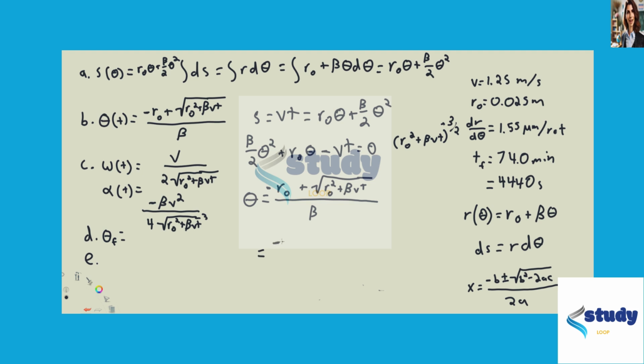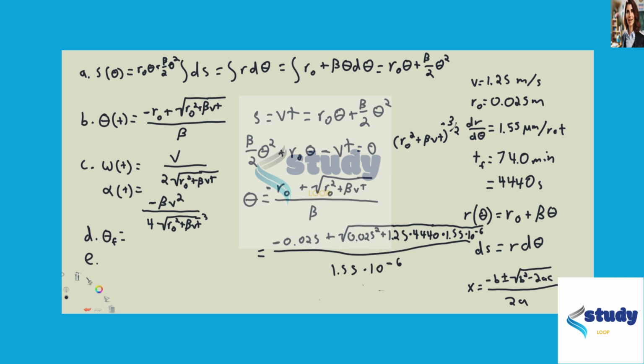That'll be equal to minus 0.025 plus the square root of 0.025 squared plus, I will put the beta at the end because it's going to be long because of the micro in there, the velocity is 1.25 times our time, 4440, times 1.55 times 10 to the negative 6th. Isn't that a long expression? And all of that will be over top of just beta, 1.55 times 10 to the minus 6.